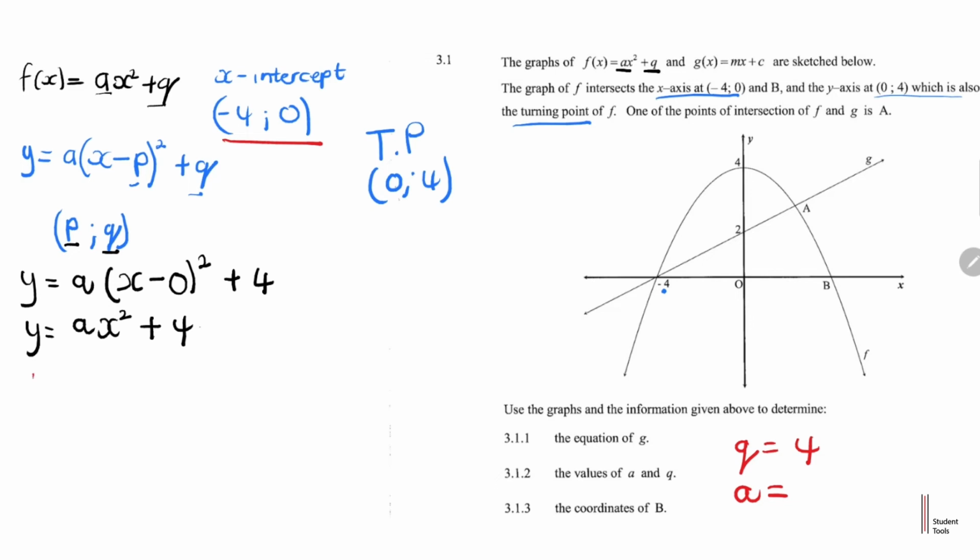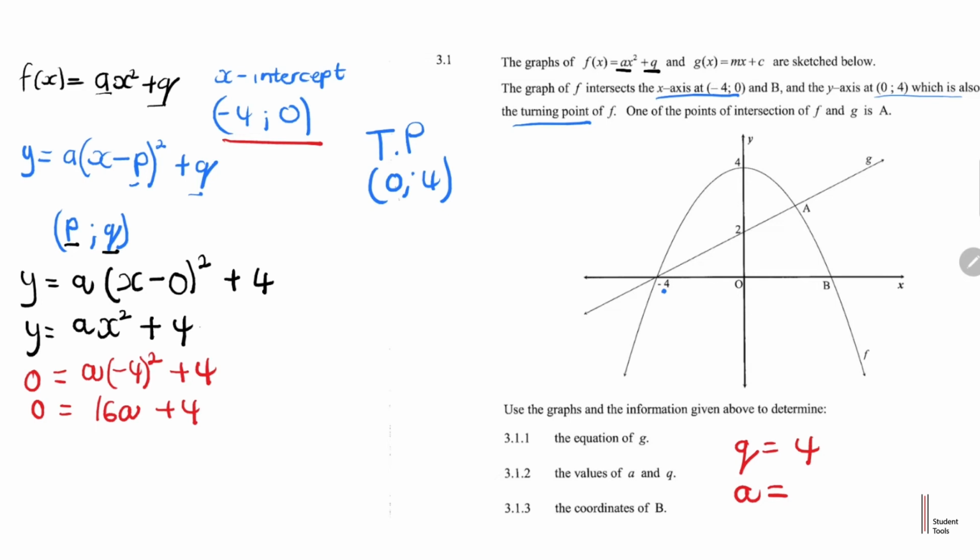So here for y, we have 0 equal to a. And then for x, we will put in the negative 4 and square it. So we have plus 4 here, and then 0 equal to a multiplied by negative 4 squared. So negative 4 squared, that is 16. So that means we have 16a plus 4.